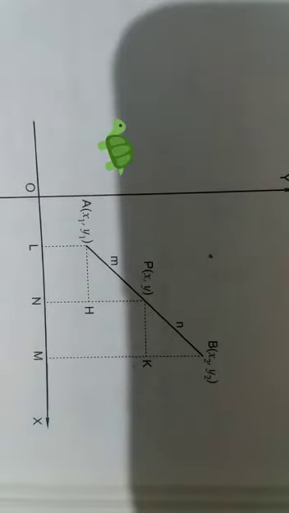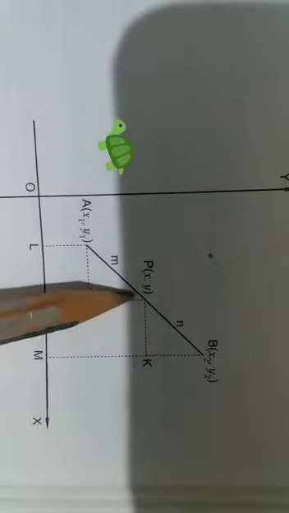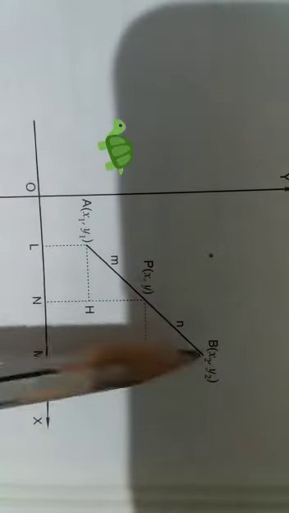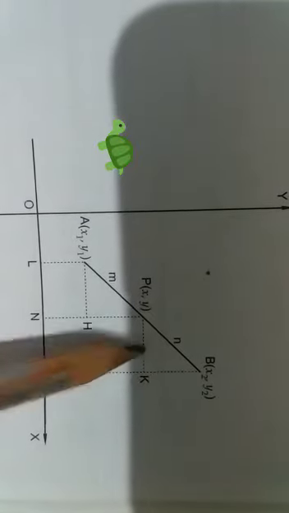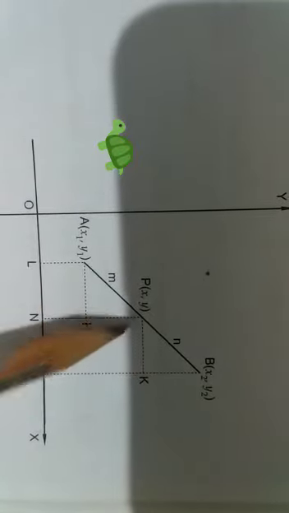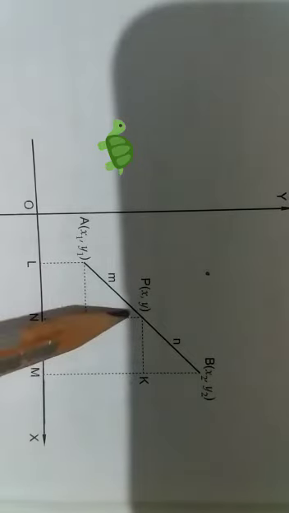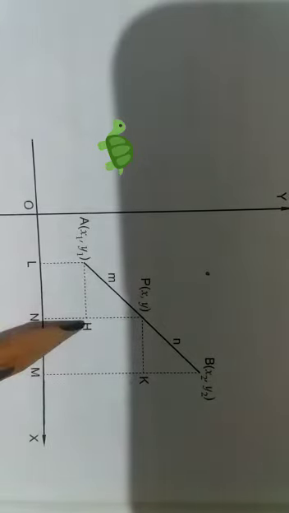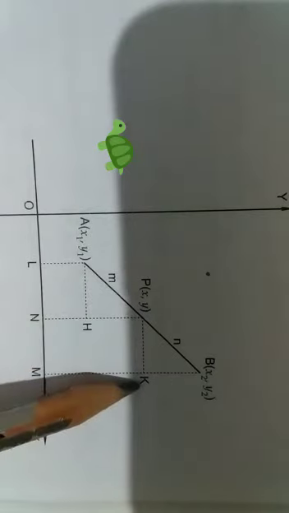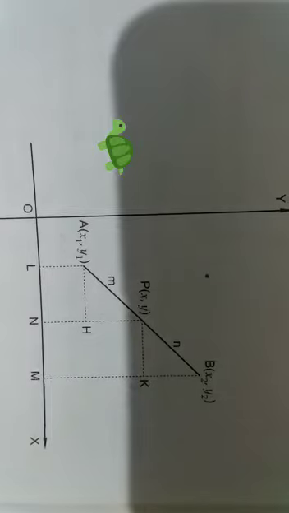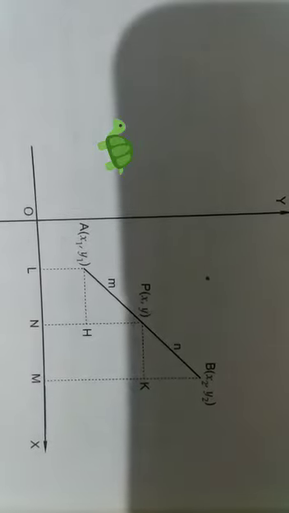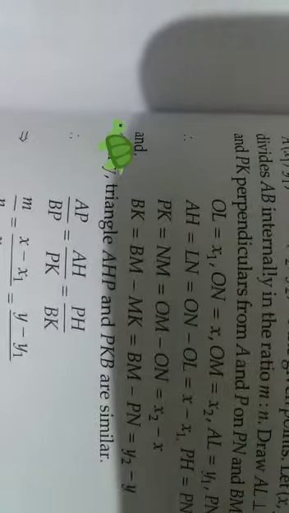Now here you observe something. Clearly, triangles AHP and PKB are similar. So if two triangles are similar, then the sides are proportional. AP by BP is equal to AH by PK, which is equal to PH by BK, and we will substitute the values. So all the values we got, we will substitute.